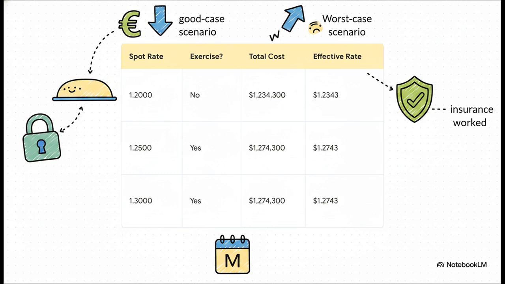But what if disaster strikes and the euro skyrockets to $1.30? In that case, they absolutely exercise their call option, allowing them to buy at their locked-in 1.24 rate. Even with the premium cost factored in, their maximum effective exchange rate is capped at $1.2743. The insurance policy worked perfectly. They capped their worst-case scenario while completely preserving their ability to profit from a best-case scenario.